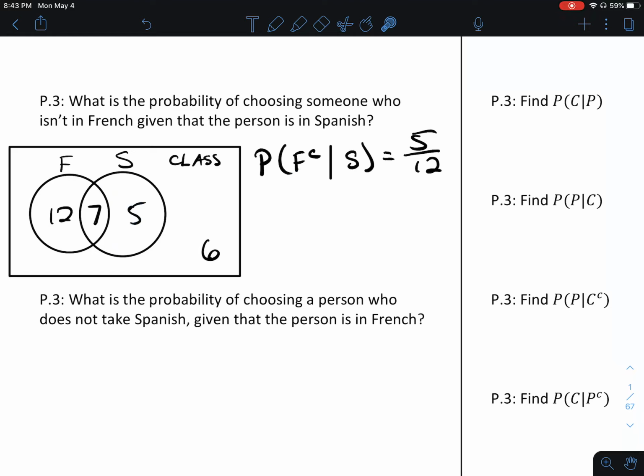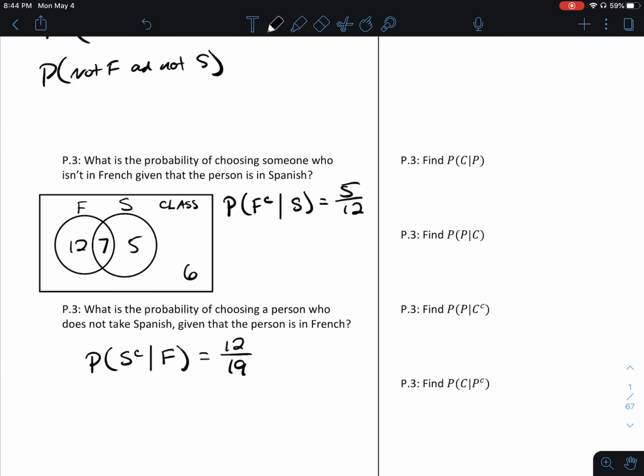The next question, what's the probability of choosing a person who did not take Spanish? So the probability that the person is not in Spanish, given that the person is in French class. So we only look at the French people. There are 19 of those. Of those 19, which ones did not take Spanish? That would be 12 of the 19. Lovely.